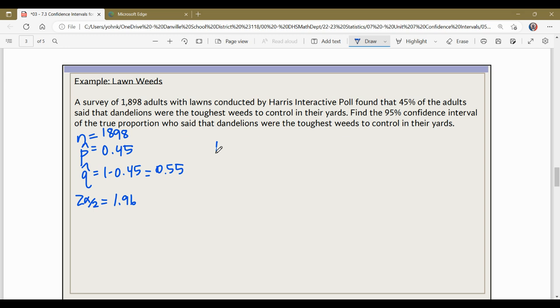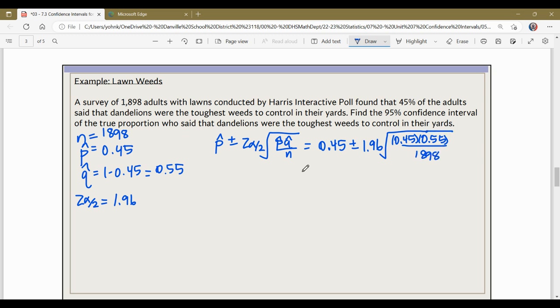All right, so our confidence interval is p hat plus or minus z alpha over 2 times the square root of p hat times q hat over n. We're going to have 0.45 plus or minus 1.96 times the square root of 0.45 times 0.55 all over 1,898. So if I use my calculator, I'm going to get 0.428 is less than p is less than 0.472.